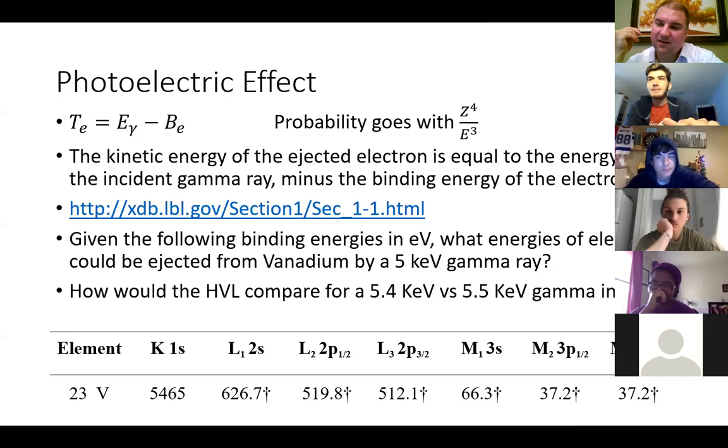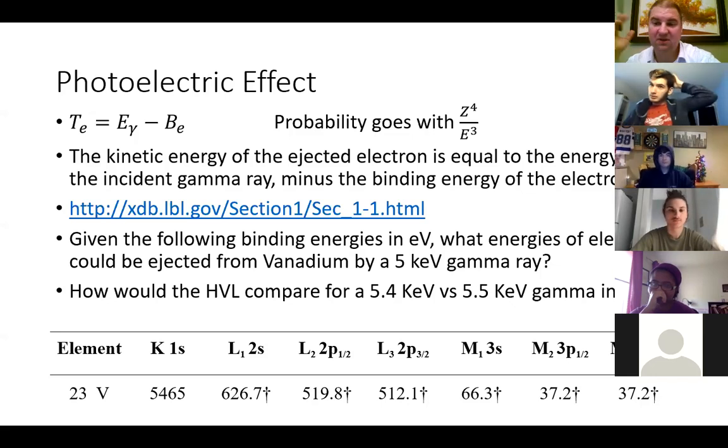I think it's all of them but the K shell. All of them but the K shell. And so you would see a range of ejected electron energies, and the energy remaining would just be 5,000 minus 37.2, or 5,000 minus 626.7.